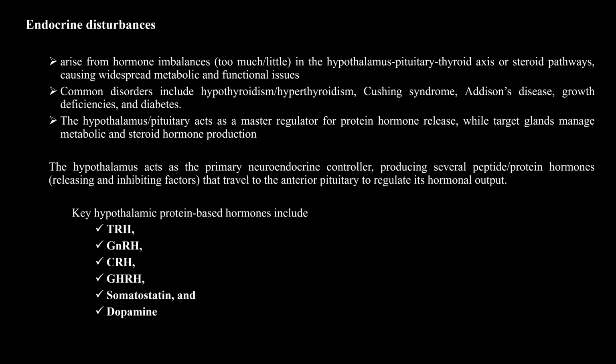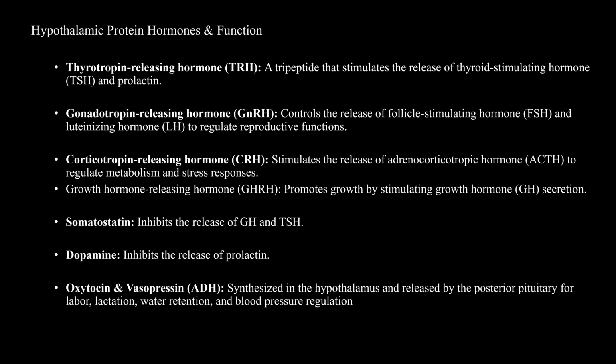The hypothalamus protein hormones include TRH, GnRH, CRH, GHRH, somatostatin, and dopamine. Hypothalamus protein hormone function: TRH stimulates thyroid hormone, TSH and prolactin. Gonadotropin-releasing hormone regulates LH, which regulates reproductive function. Corticotropin-releasing hormone regulates metabolism and stress response. Growth hormone-releasing hormone promotes growth secretion, somatostatin inhibits release, and dopamine inhibits the release of prolactin. Oxytocin and vasopressin act on the pituitary for labor, lactation, water retention, and blood pressure regulation.